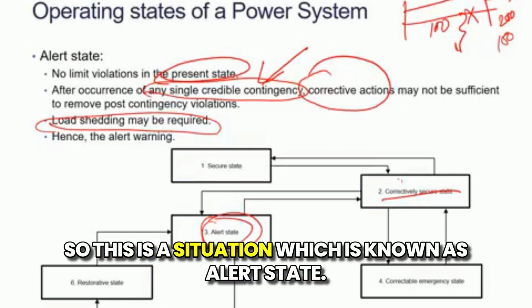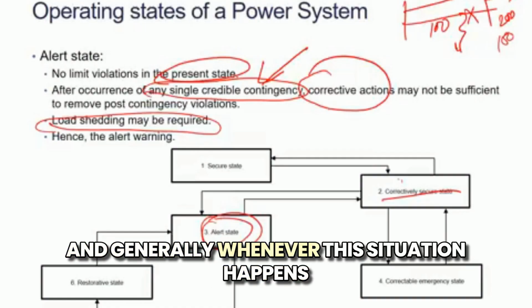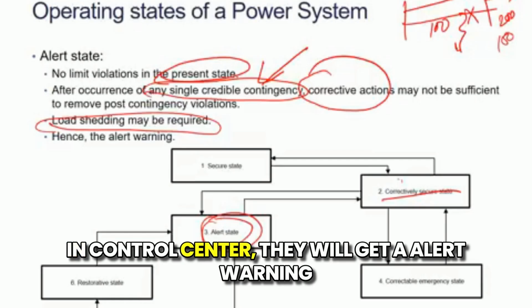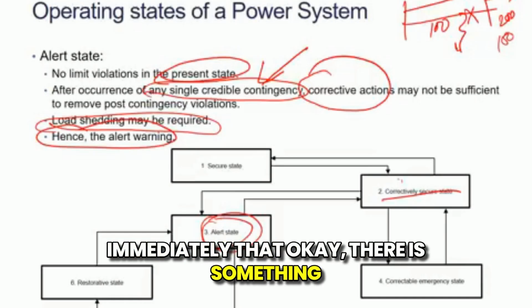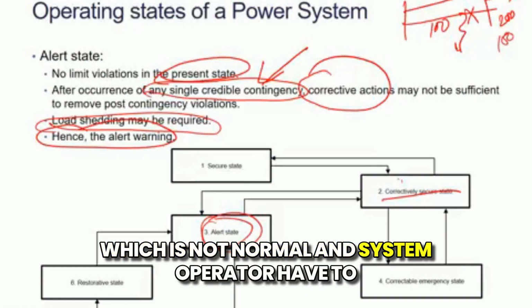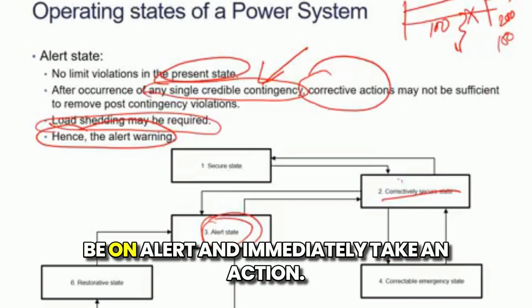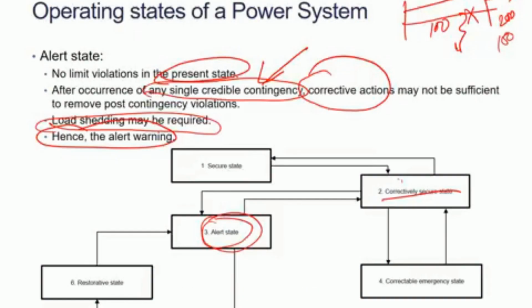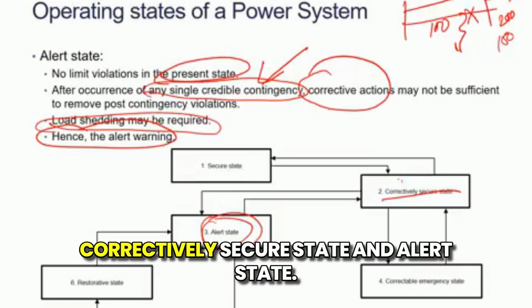So this is a situation which is known as alert state, and generally whenever this situation happens in the control center, they will get an alert warning immediately that there is something which is not normal, and the system operator has to be on alert and immediately take an action. Clear? So you got the difference between correctively secure state and alert state.